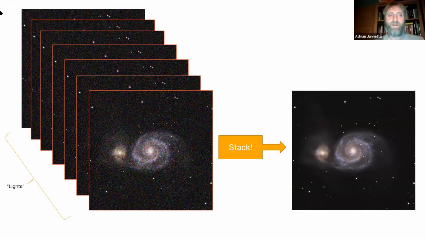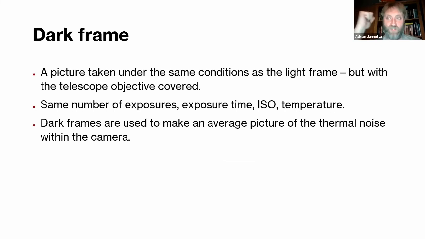Now, as well as that, there are other sources of noise, not just due to the random nature of photons impacting your sensor. Your camera itself has a source of noise. It's called thermal noise. So the warmer the camera is, the more random noise there is on the sensor. So you take dark frames, and this is just about covering the telescope aperture, and then taking the same picture as you just took for your object, but with the telescope covered.